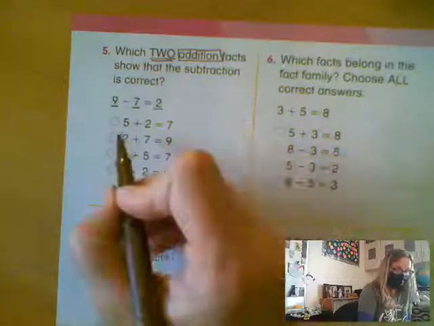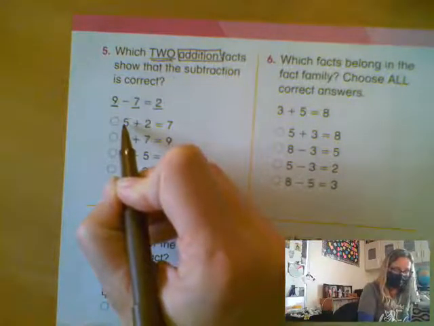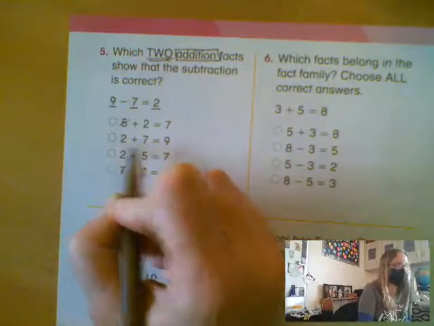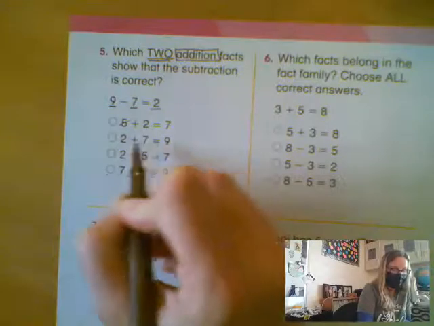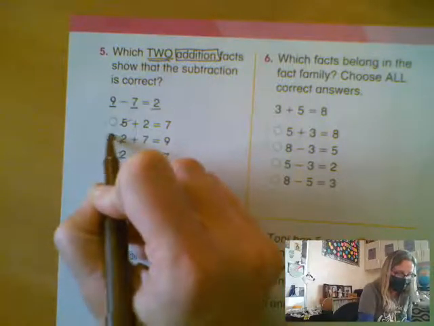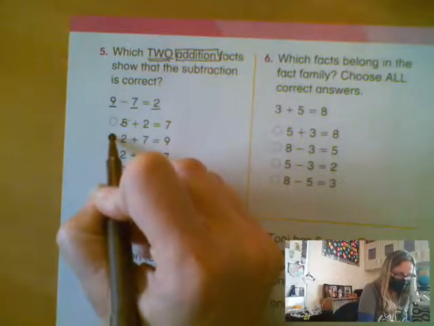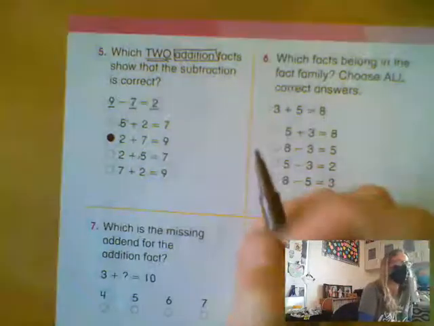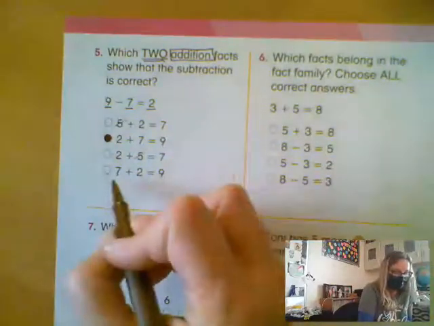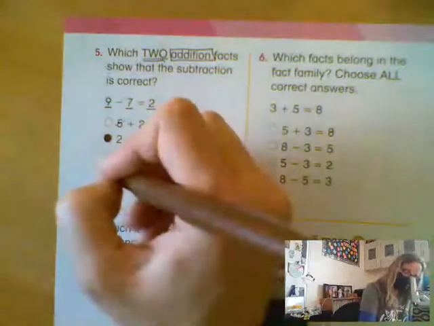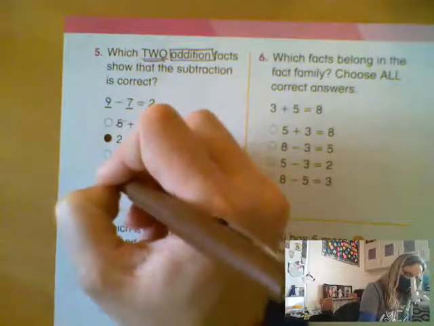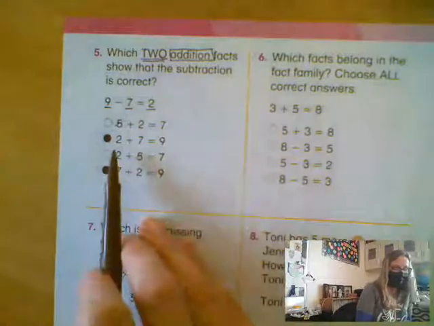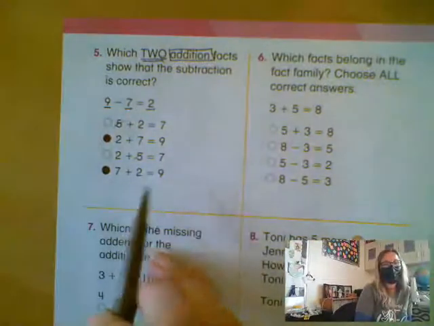Do any of these addition facts use a 9, a 7, and a 2? Well, let's see. This one has a 5, so it can't be that one. This one has a 9, a 7, and a 2. Let's see if it's correct. Is 7 plus 2 more 9? Yeah, so you can fill in that one. And now let's look at this one. Oh, nope, there's a 5 there, so that one won't work, will it? Let's look at the last one. 7 plus 2 more equals 9. There it is. So the 2 addition facts that show us that the subtraction fact is true are 2 plus 7 equals 9, and 7 plus 2 equals 9.